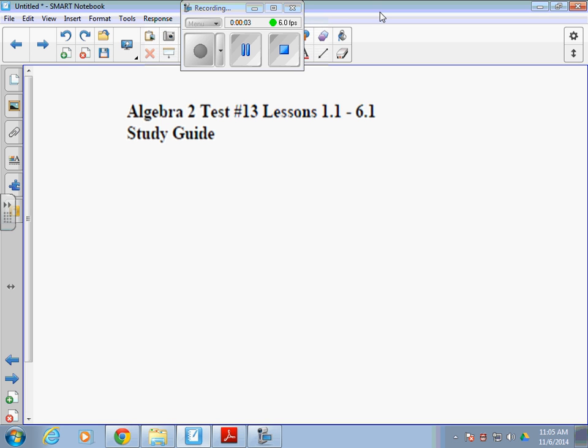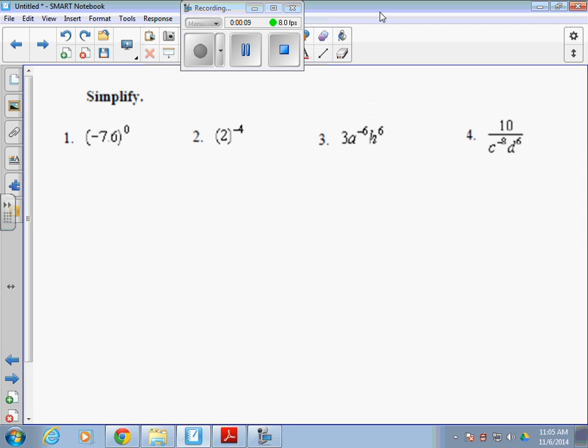It's Algebra 2, test number 13. We got through 6.1, where we did properties of exponents. A lot of properties of exponents in the first 19. The first one is 7.6 to the 0 power. Remember, anything to the 0 power is 1.